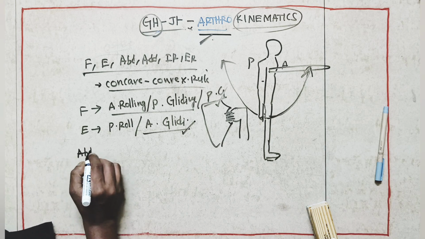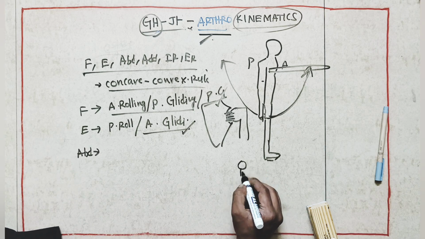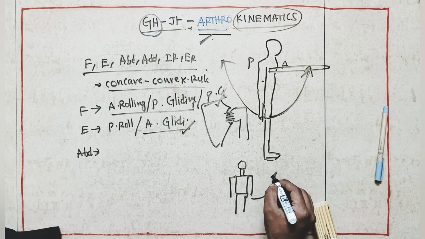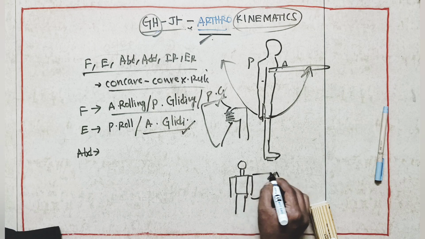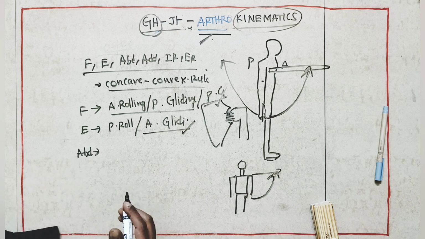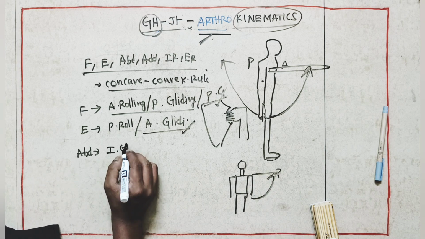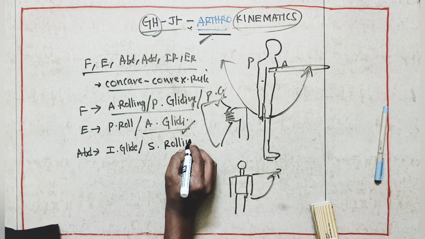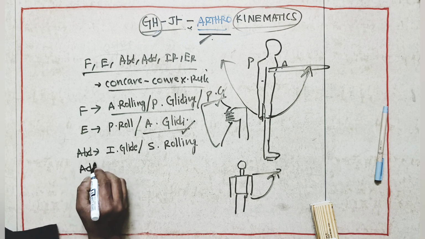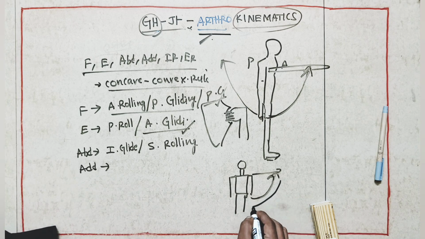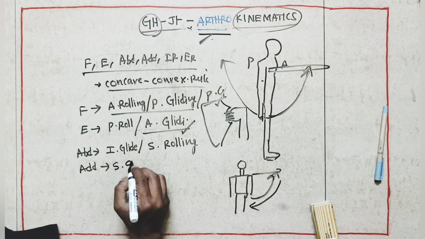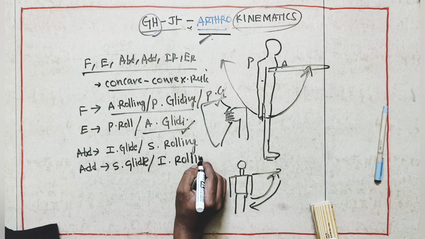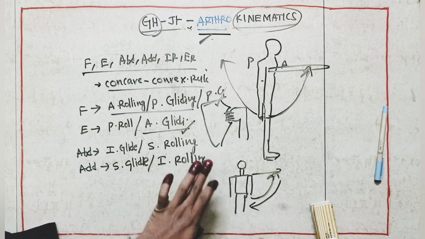Now we will see the abduction movement. Imagine the patient is standing like this. This is his upper limb. If the patient moves like this, this is abduction. While the patient is doing abduction, an inferior glide will happen, after that superior rolling. Inferior glide and superior rolling. For adduction, the patient comes back to the normal position. At that time superior gliding will happen, after that inferior rolling. It is a combination of both movements: superior gliding plus inferior rolling.